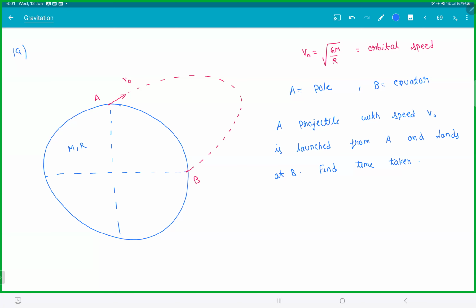I hope the question is clear. Think. Take 2-3 minutes. Try to figure out a few parts. Just give it a try. I'll be back in a minute.